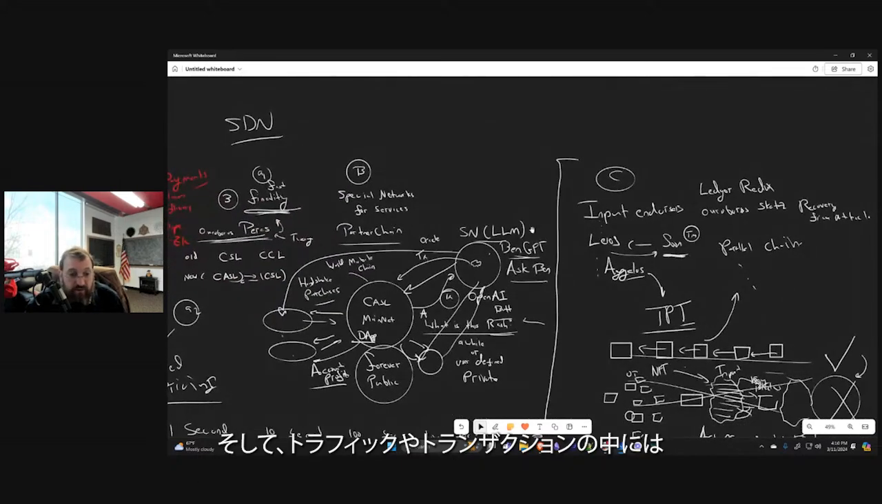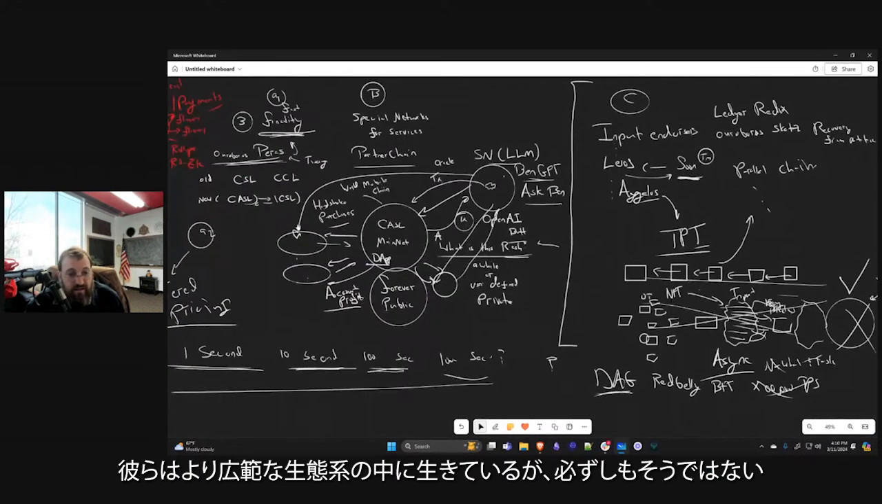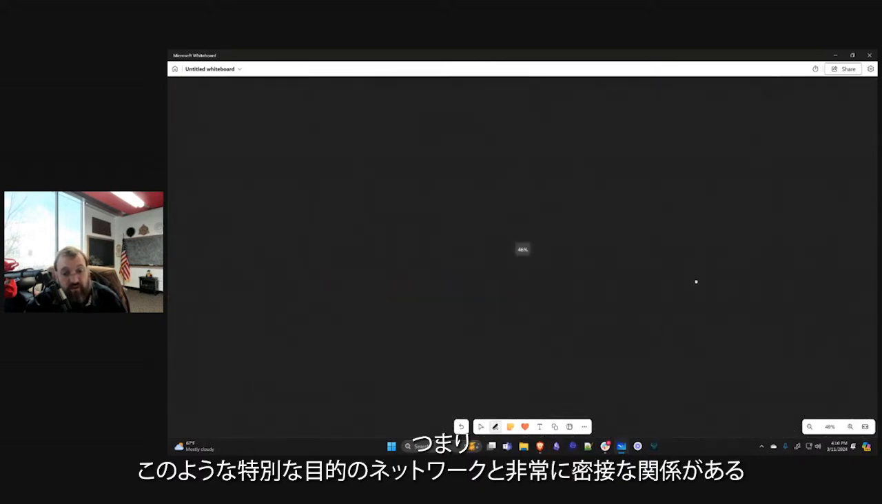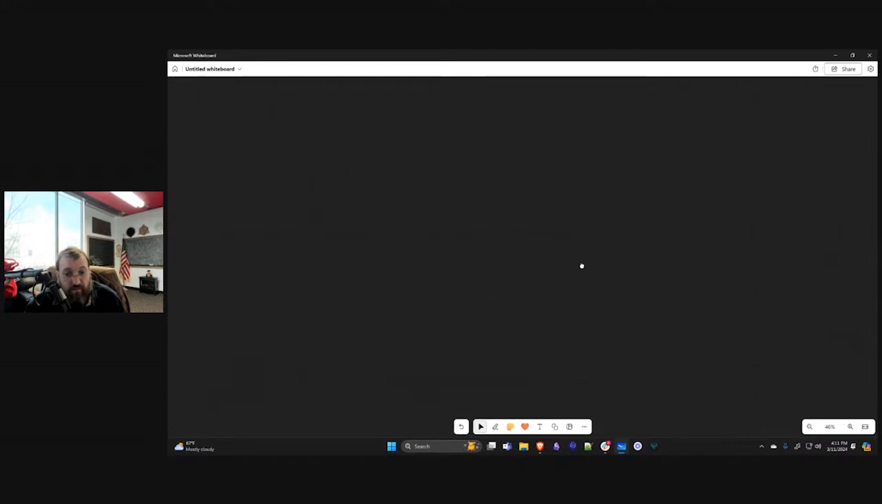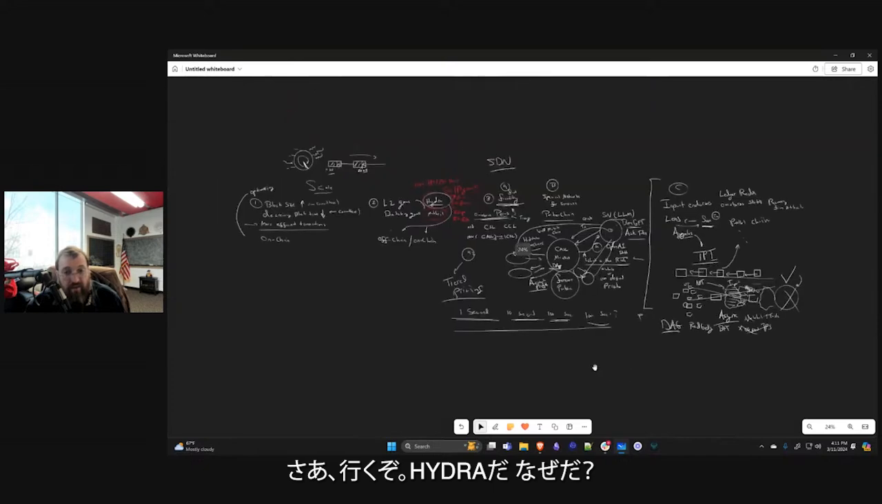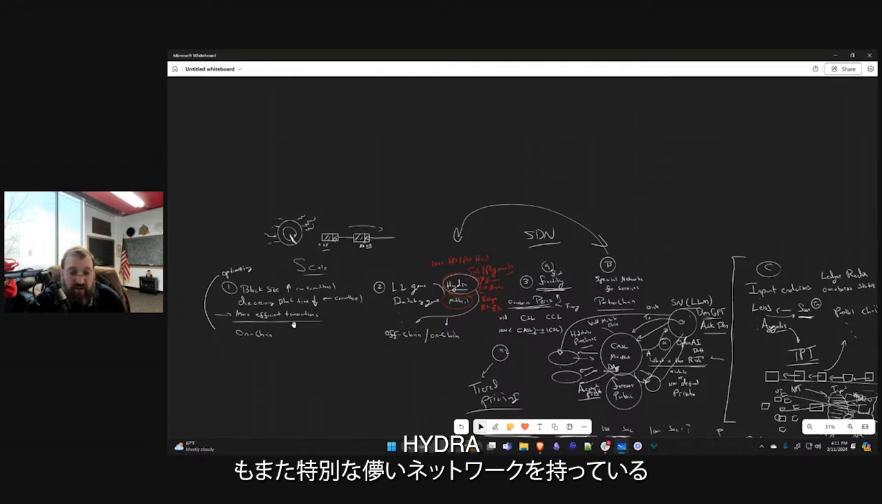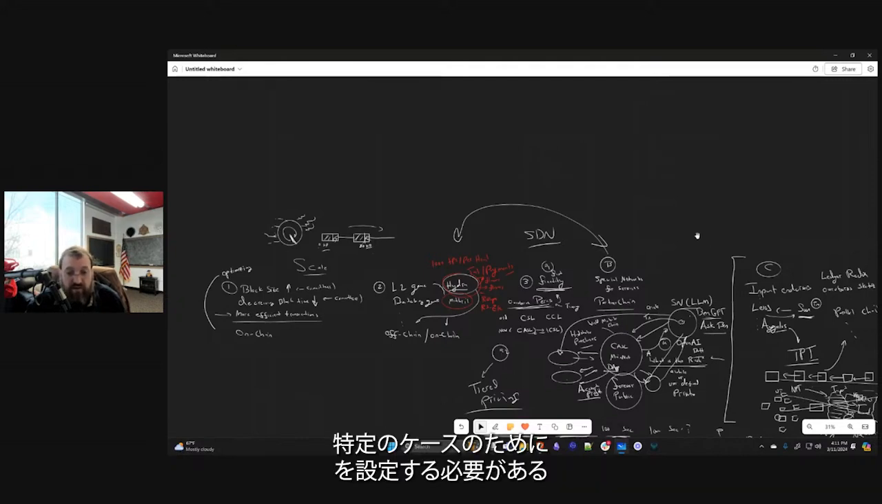And then some of the traffic and transactions you're doing live in a broader ecosystem, but they don't necessarily need to settle on mainnet, or they need to be batched. So there's a very close relationship to these special purpose networks. I love it when Wacom does this. It goes way far away. There we go. And Hydra. Why? Because you can connect these two concepts together. Hydra also is a special ephemeral network that you're setting up for your specific case.